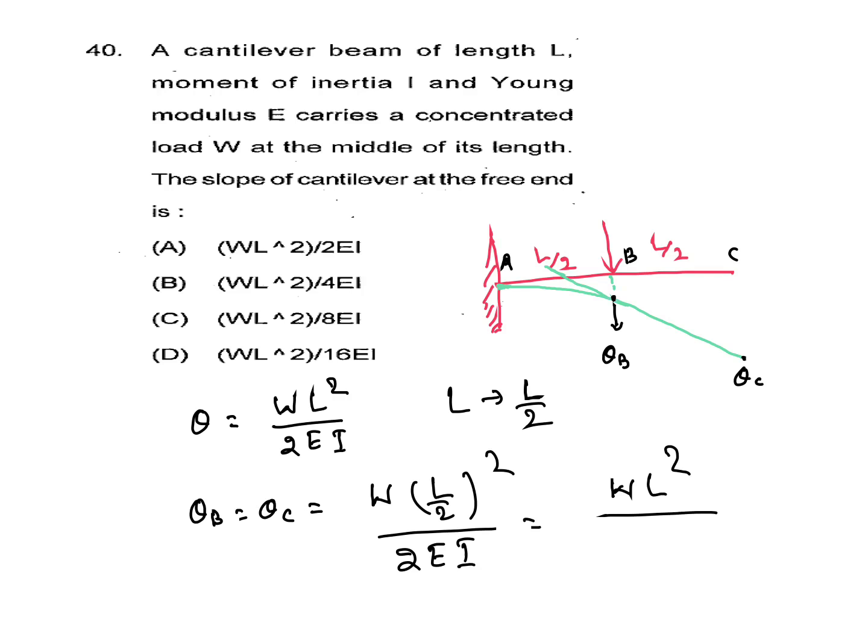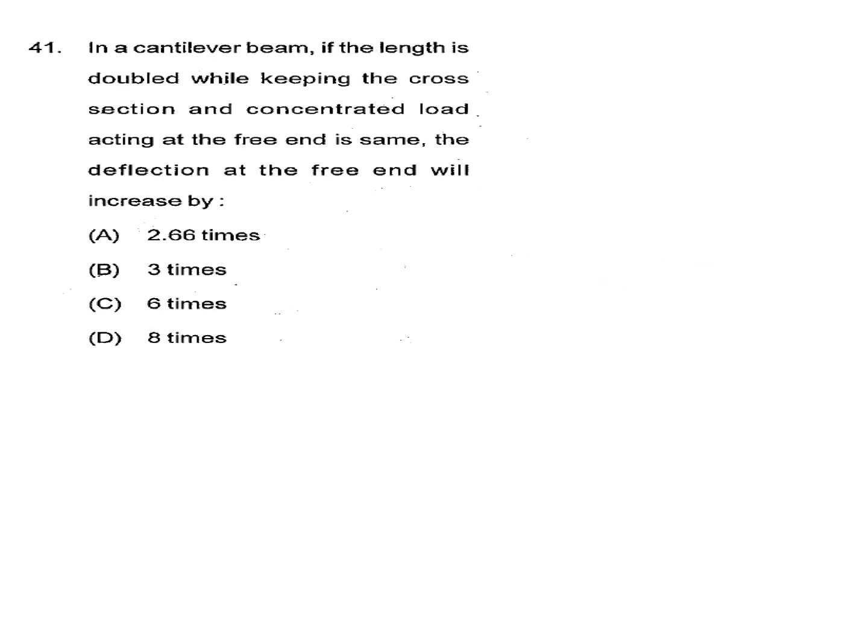C is the answer. Question is, in a cantilever beam, if the length is doubled while keeping the cross section and concentrated load acting at the free end same, the deflection at the free end will be increased by how much? A cantilever beam, load acting at the free end, let it be P, slope formula is PL square by 2 EI, deflection PL cube by 3 EI.